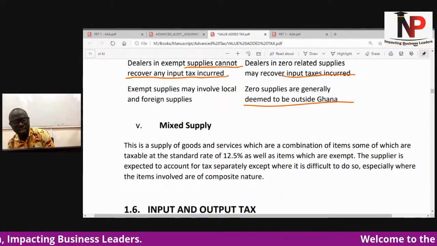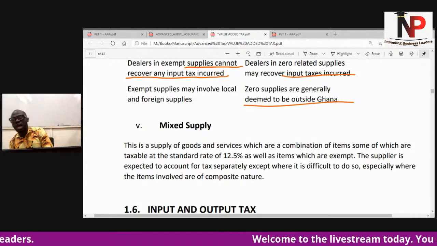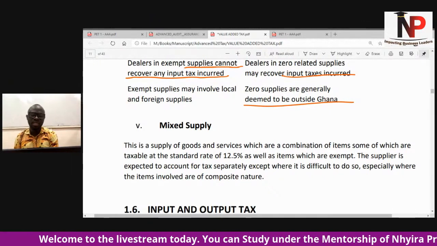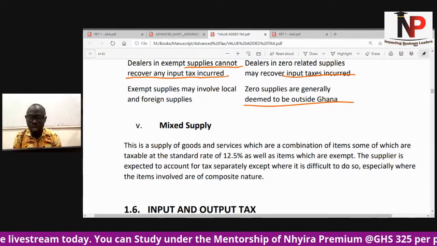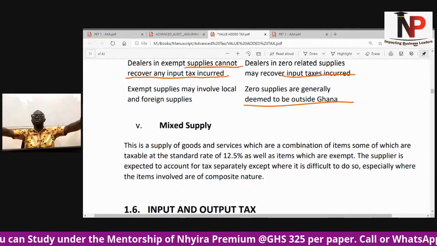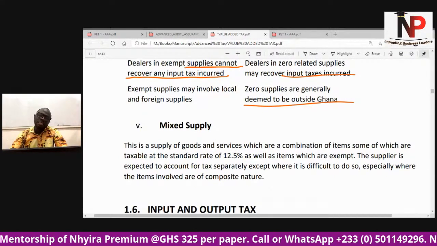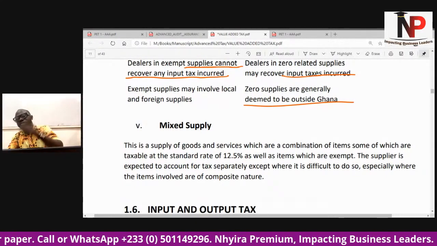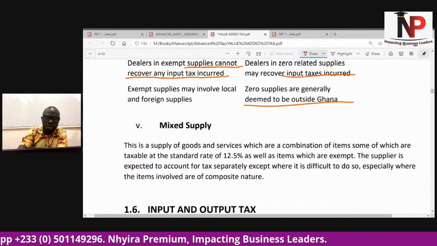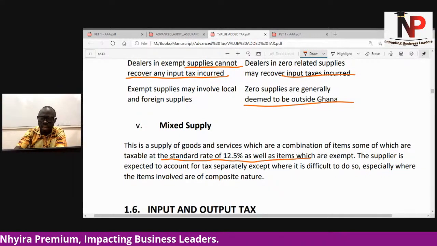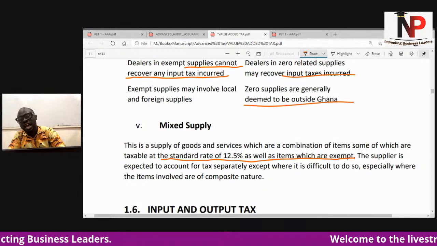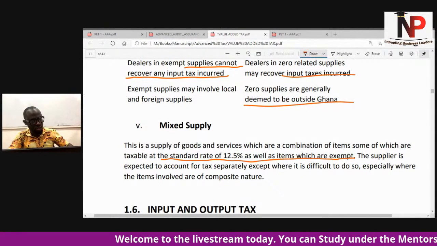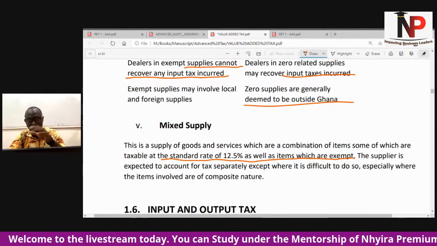What are we talking about here? This is a supply of goods and services which are a combination of items, some of which are taxable at the standard rate of 12.5%, as well as items which are exempt. So this is where the supply includes some exempt supplies and some taxable supplies. So when some of them can be taxed at the standard rate and others are exempt supply, we say that kind of supply is referred to as what? Mixed supply.